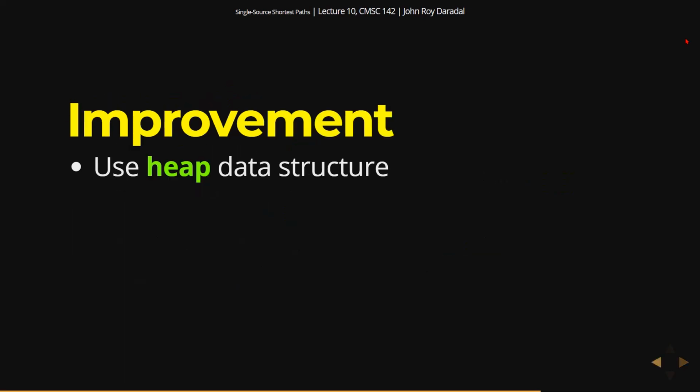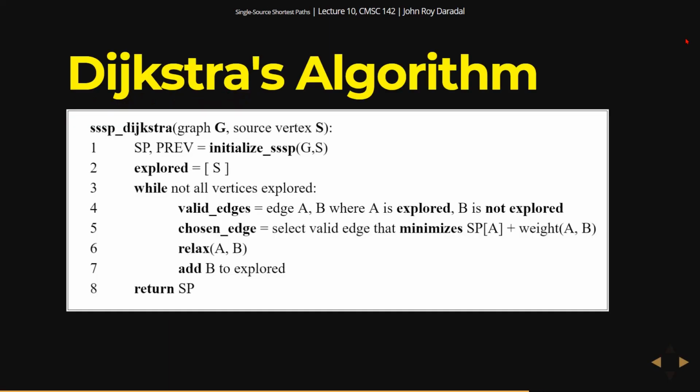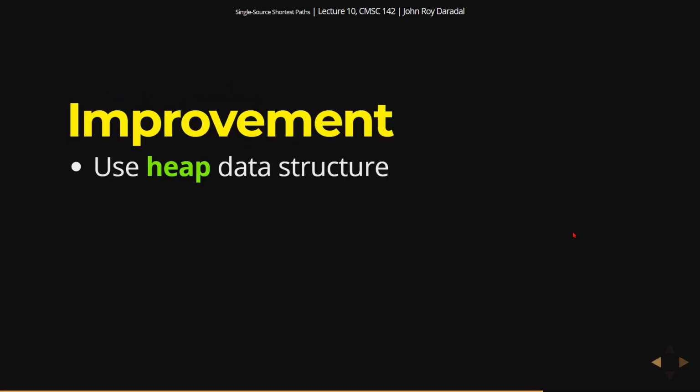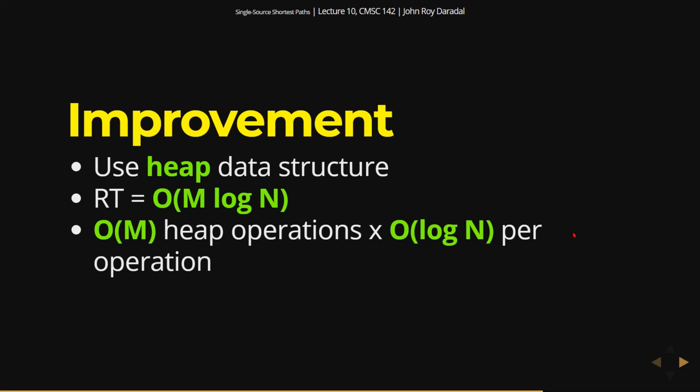Okay? So we can also improve this using a heap data structure, specifically a min heap, because at each iteration, take note that we are selecting an edge that minimizes this value. So if we're picking the min each time, then the min heap data structure would be really efficient for that one. Okay, so it would improve the running time. This time it would be O of m log n instead of O of mn. Okay, so there would be O of m heap operations, and then it takes O of log n per operation when you extract the minimum. Okay, so you could improve Dijkstra's algorithm by choosing the appropriate data structure.